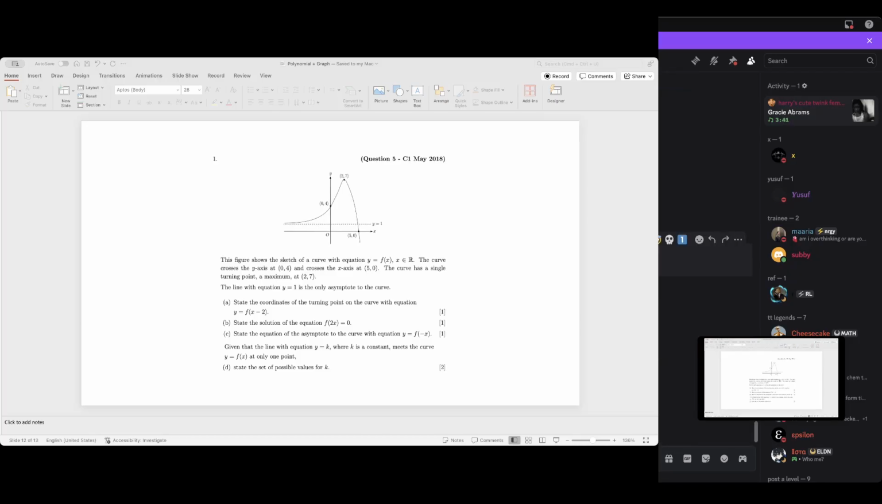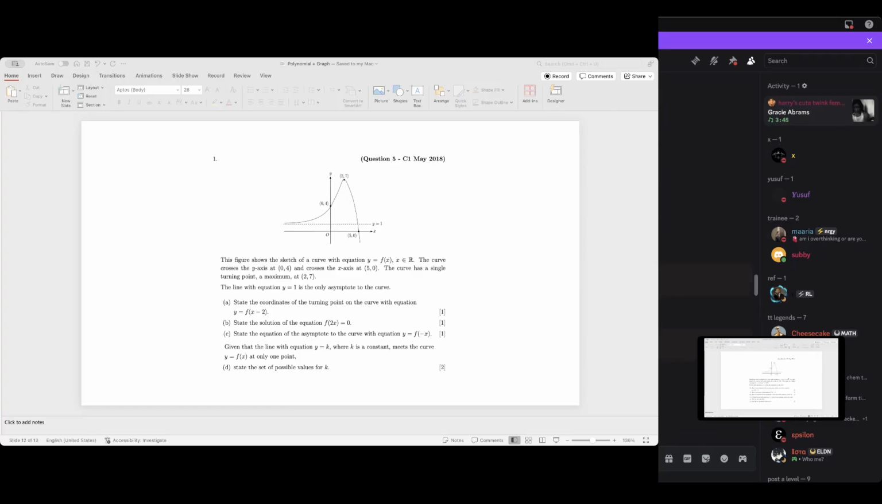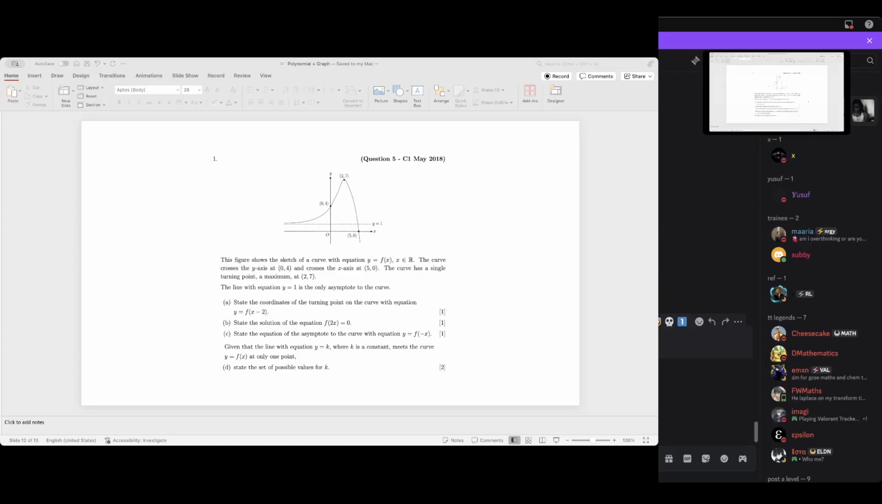The first answer would be 4,7. The second answer would be it should become 2.5. Oh, no, wait, 2. Yeah, it should become 2.